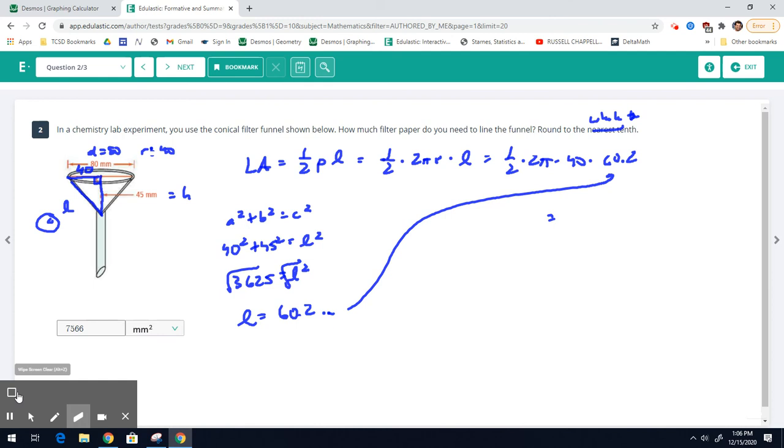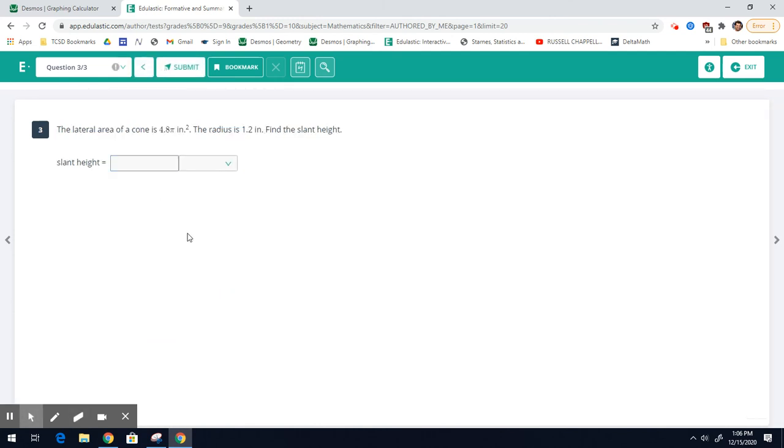All right, last problem here. It says the lateral area of a cone is 4.8 pi inches squared. The radius is 1.2 inches. Find the slant height. So this is one of those working backwards questions. Again, it's a lateral area problem. So lateral area equals 1/2 the perimeter of the base times the slant height. Oh, it is a cone. So the lateral area will equal 1/2 the circumference, 2 pi r, times the slant height. They gave us the lateral area of 4.8 pi. We like that it's in terms of pi. Equals 1/2 times 2 pi times the radius times your L for your slant height.